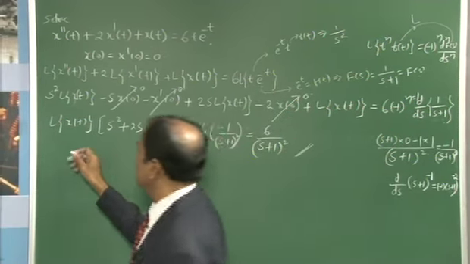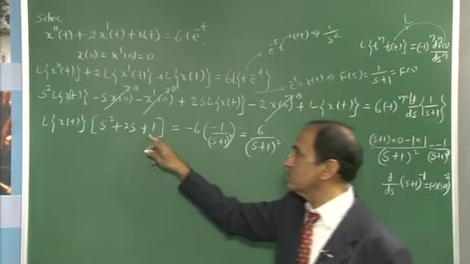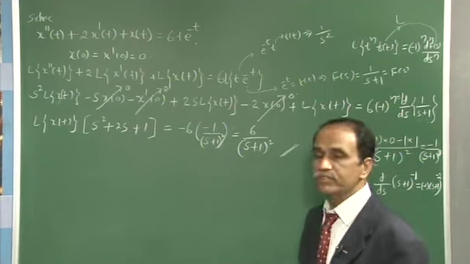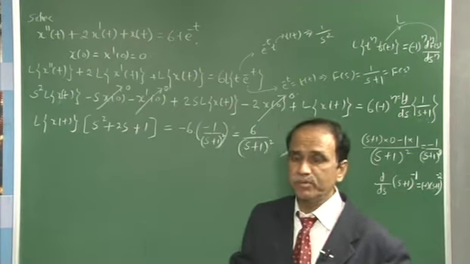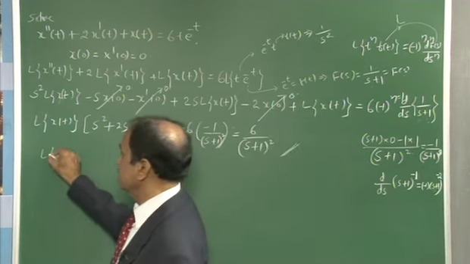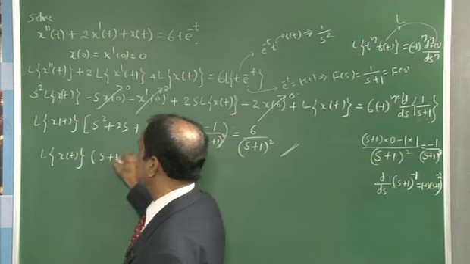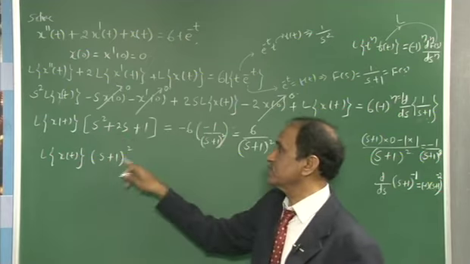Then what do you write for this quadratic function? Here it is a quadratic function, that is s square plus 2s plus 1. What you will write for this one? That is ax square plus bx plus c form. What is the coefficient then? L of xt multiplied by (s plus 1) whole square. If you expand it, s square plus 2s plus 1.